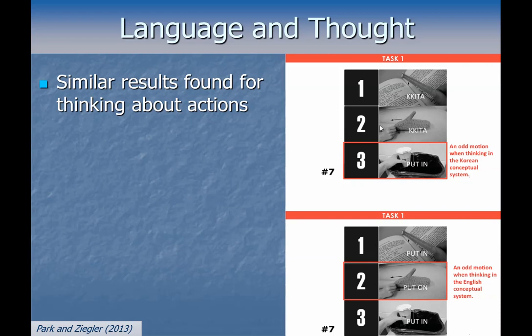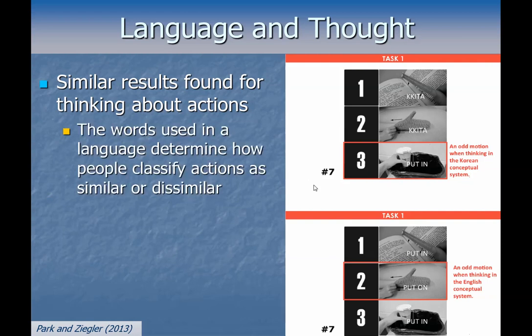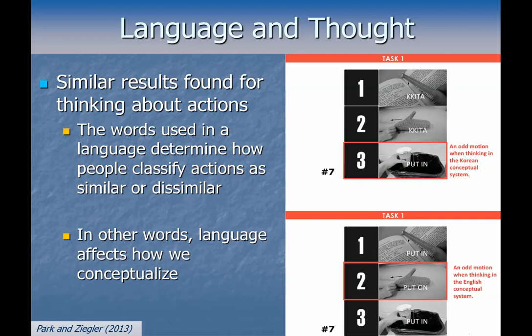But you give the exact same three actions, so the same pictures, to a Korean speaker, and they will put together 1 and 2 because those both involve a tight fit, and separate that from action 3 because that involves a loose fit. So this seems to suggest that it's not just how we think about objects, but also how we think about actions. So the words we use in a language seem to determine, or maybe that's a strong word here, maybe I should say, seem to influence how people classify actions as being, say, similar or dissimilar. In other words, language affects not just our memory, not just our perception, but even the way we conceptualize objects and actions.